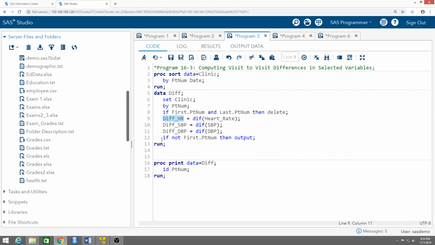And then this if statement here is telling us, well, if the observation is not first, so if first is not equal to 1, meaning that it's not the first visit of the person, then output it to this data set, okay? And then print it, and we'll see what we get. Okay, so let's do that.